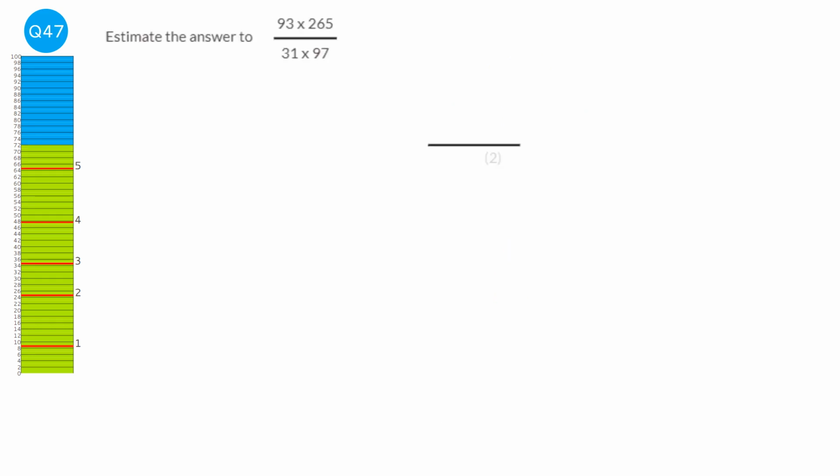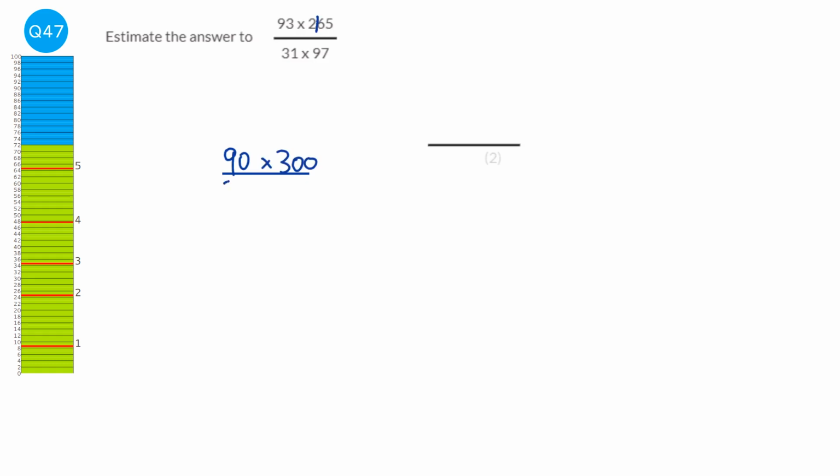The key to estimating is that normally you will be rounding numbers to one significant figure and then working out the answer. So I'm just going to rewrite this fraction here, but instead of 93 we're going to round that to one significant figure, so that will be 90. We're going to round the 265 to one significant figure. Now some people will write 270, but one significant figure means the line goes after the 2, and so that would round to 300.